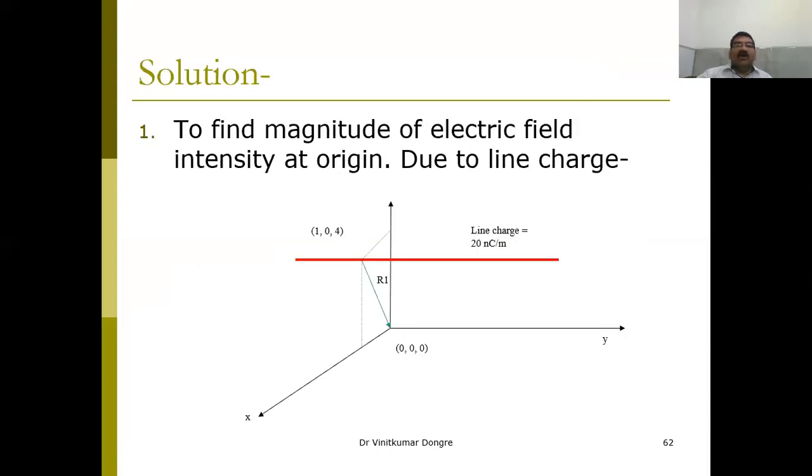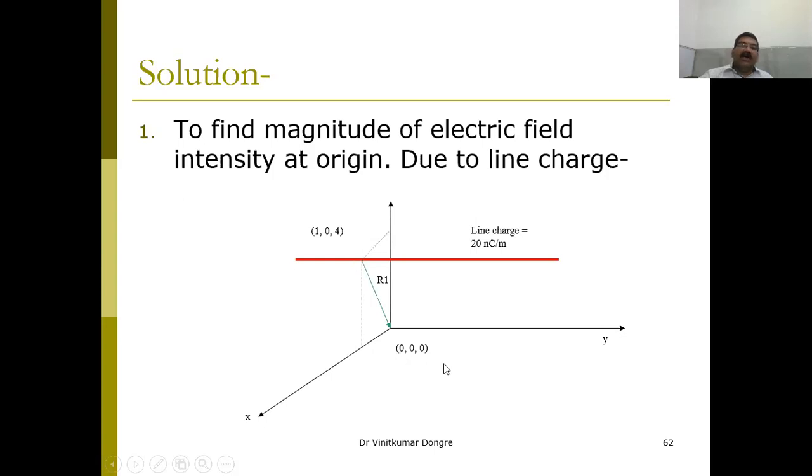So here, find the magnitude of electric field intensity at origin due to line charge. So line charge is there. If this is origin, where is the line charge? Line charge is there at 1 and 4, that is x equals 1 and z equals 4. So the line charge is parallel to the y axis. The point required is the origin, so y equals 0. Okay, so R you have to find out.